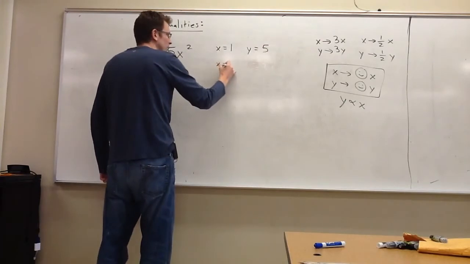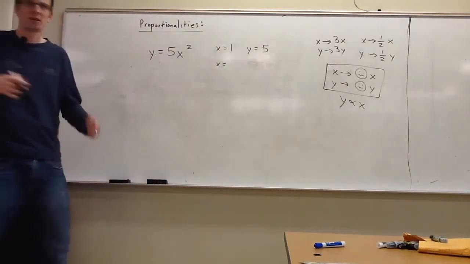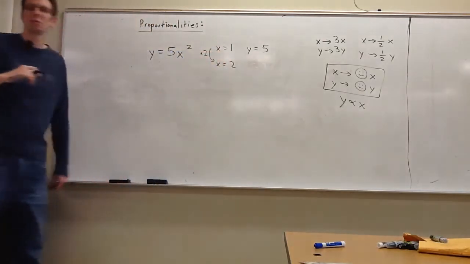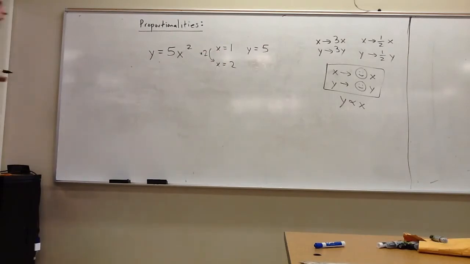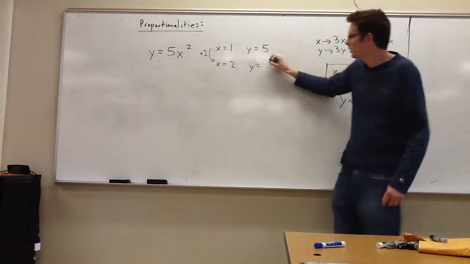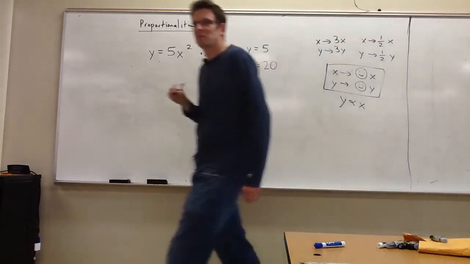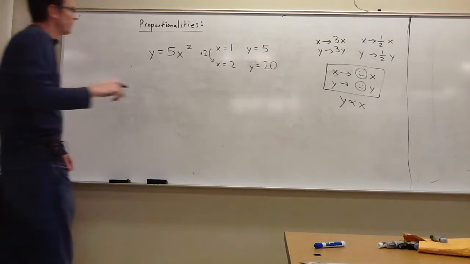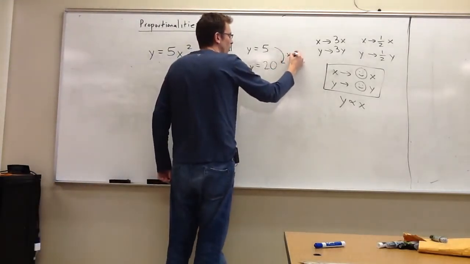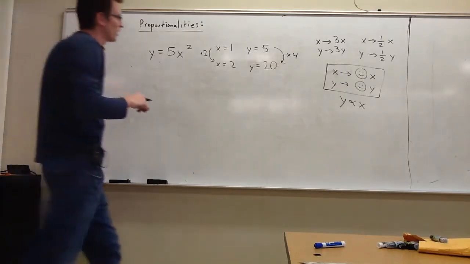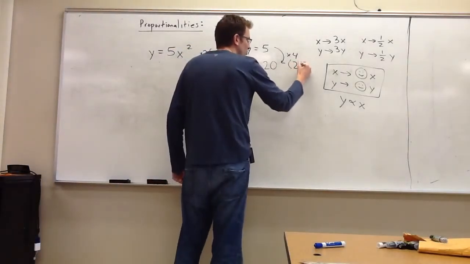Let's now take the value of x and, I don't know, let's double it. So we're going to double the value of x, times 2. If I do that, what's the value of y? 20. That is not a doubling, right? The value of y has gone from 5 to 20. That, in fact, is a factor of 4. If you take 5 and multiply it by 4, you'll get 20. Where does the 4 come from? Well, the 4 is, of course, 2 squared.